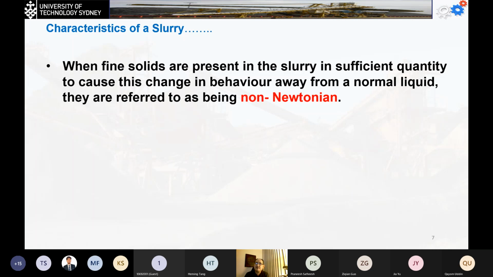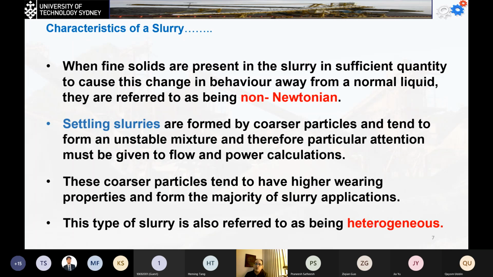On the other side, the settling slurries are formed by coarser particles and tend to form an unstable mixture, where the coarser particles will start to settle at the bottom. It's also going to give you a very wearing effect because of the coarse shape of the material. This type of slurry is also referred to as a heterogeneous type.